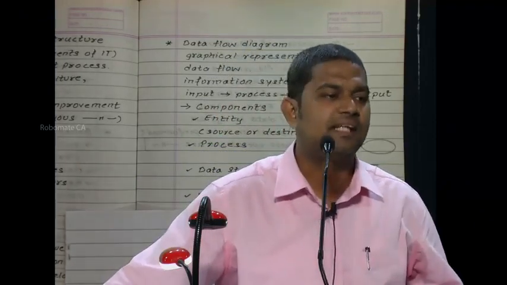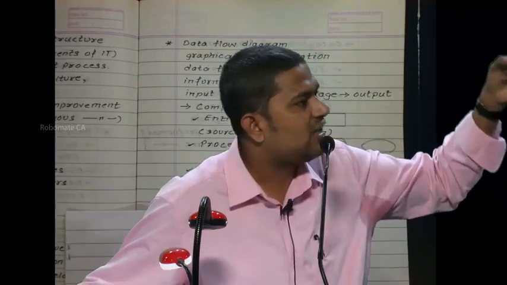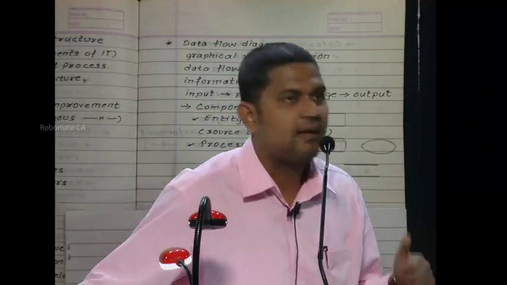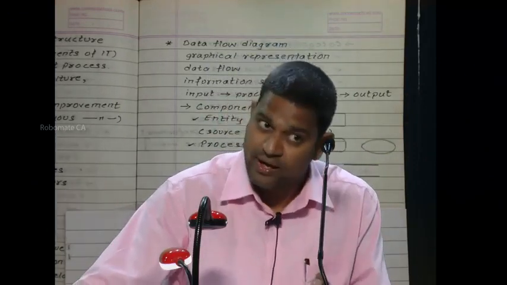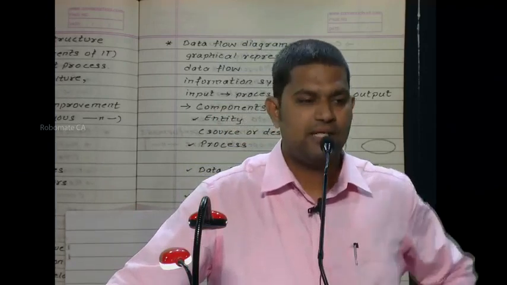It's a graphical representation of what? Of the data flow, which is starting from point A to point B. Point A is the start of a process and point B is the ending of a process. It describes the entire process right from the input to the actual process to the storing if required and then the final output. Understanding? So here there are some components.